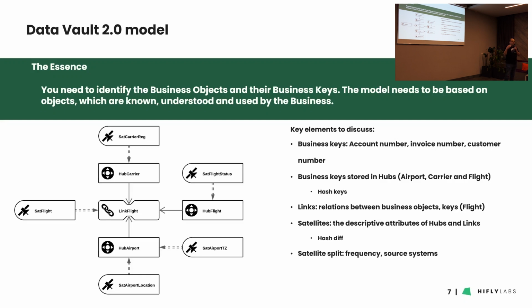Hubs are the objects in the data vault model where you only store the business key. You only store the identifier that the business is going to understand, the business is going to use when identifying these business objects. And you also hash it, so you generate a hash key out of this business key for different purposes, which is way too complicated to go into in 5 minutes.